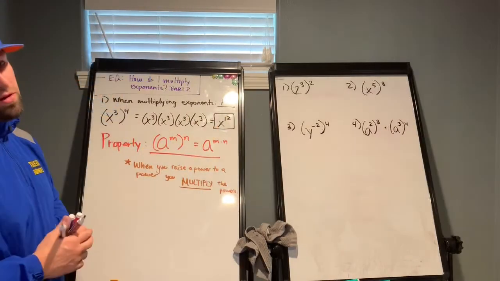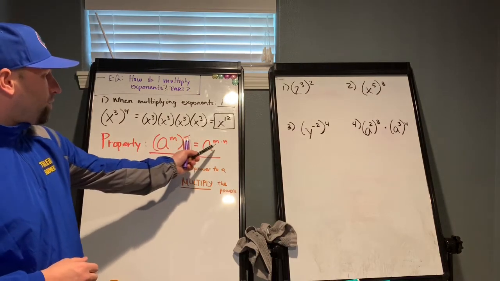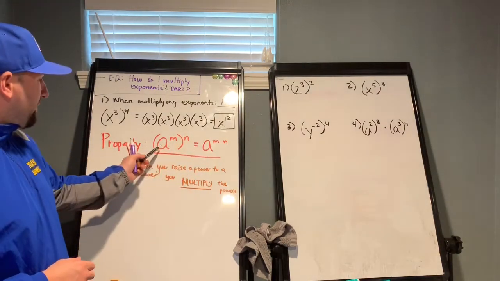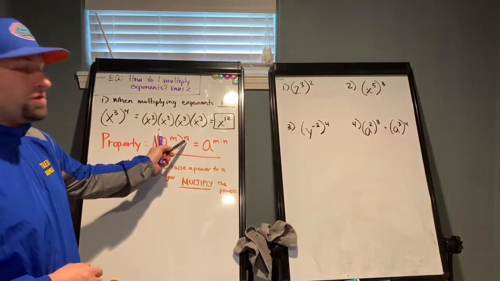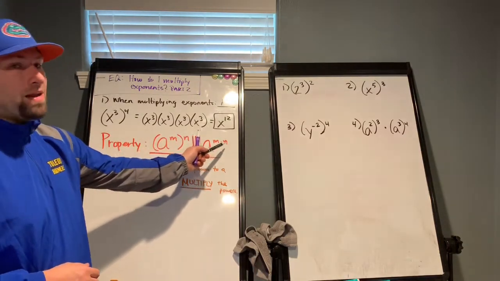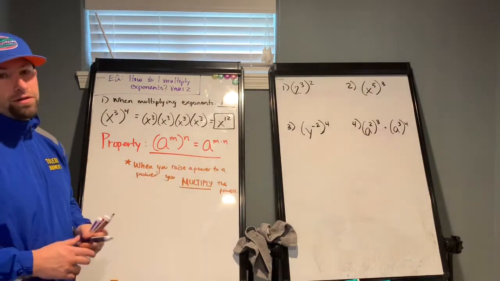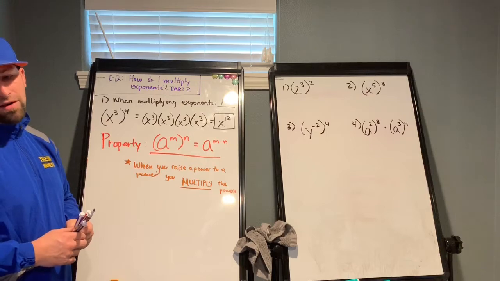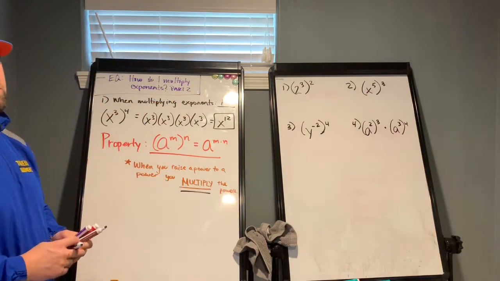So here's the property that we're learning today. When you raise a power to a power, you just multiply the powers. You've got the base to a certain power, and you're raising it to a power, so you're going to multiply the powers. Multiply the powers. That's in your notes, so make sure you put multiply there.